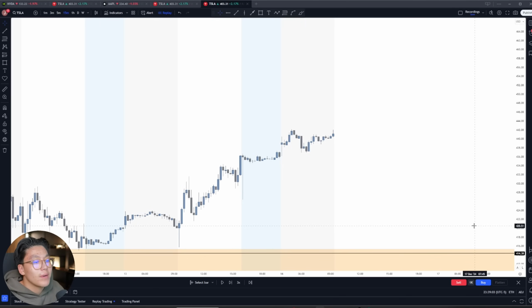So as you can see, we're on my next example here, and this is on Tesla. And what we're going to be doing is looking for down close candles for continuation towards the upside because the higher time frame is bullish.